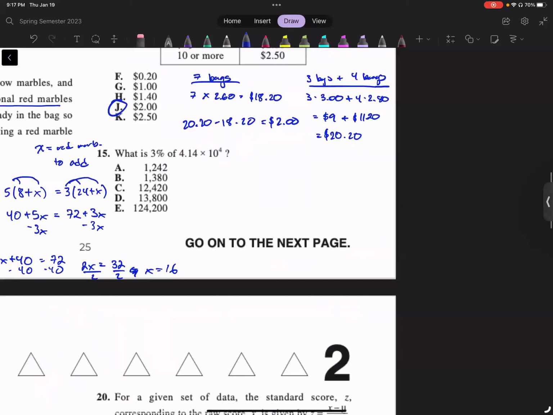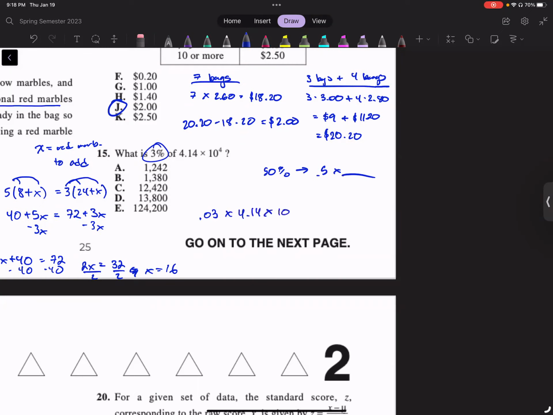All right. Then this question: what is 3% of 4.14 times 10 to the 4th? Now, this question is very straightforward. I think you just have to understand what the percent means. You can just convert it to a decimal, right? If you have 50% of something, that's the same thing as saying 0.5 times a number. So 3% would be 0.03, and then just multiply it by the quantity you're given.